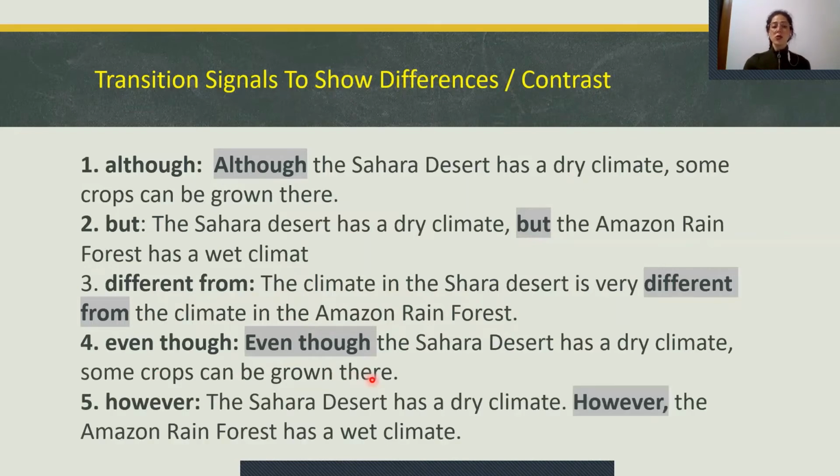They are used in the same way. However is exactly the same as but. The Sahara Desert has a dry climate. However, the Amazon rainforest has a wet climate. Just pay attention to the punctuation. With a comma you can use but, or with a full stop and however and a comma. With however, this is more preferable: a full stop before and a comma afterwards.